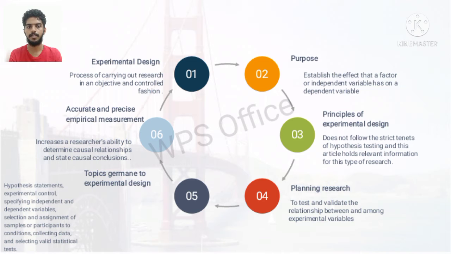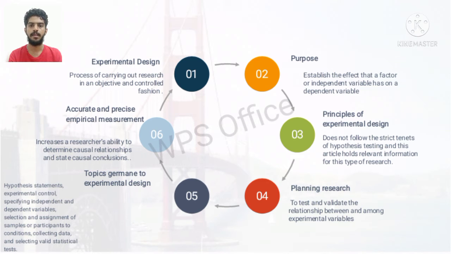The principle of experimental design is to not follow the strict tenets of hypothesis testing, and the article holds the relevant information for this type of research. Planning research is to test and validate the relationship between and among experimental variables.